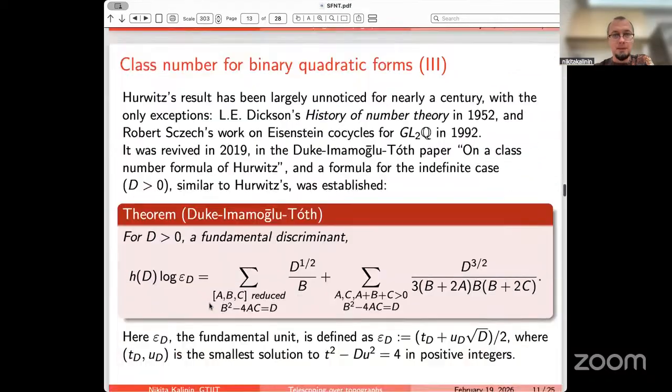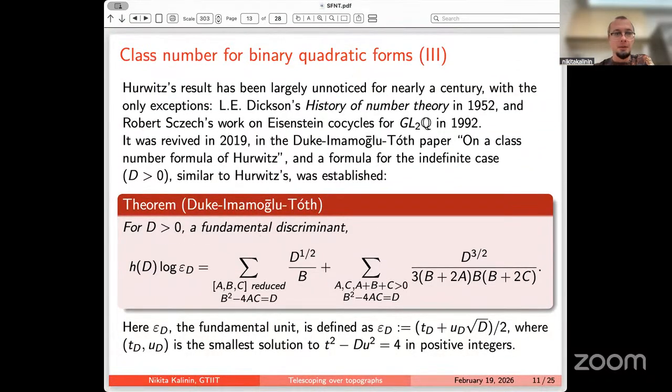Okay, so now what is the story? The Hurwitz result was forgotten. For example, the paper was cited, I think, first time in Dickson's History of the Theory of Numbers, so like 50 years after Hurwitz. And then the next citation comes in 1992 in Robert Kučera's work on Eisenstein cocycles. And then it was revived in 2019, so not quite long ago, in the Duke, Imamoglu, Tóth paper on the class number formula of Hurwitz.